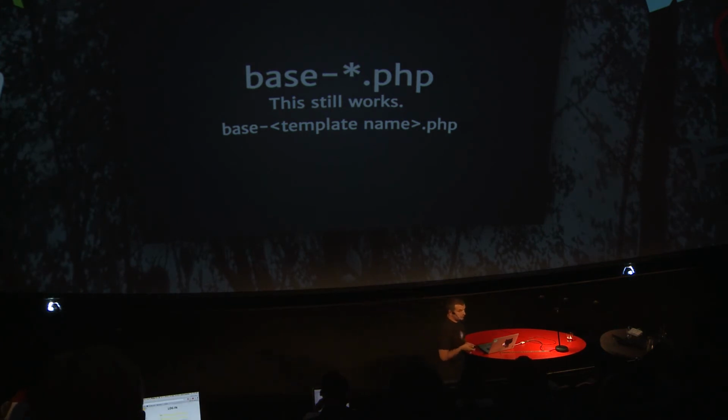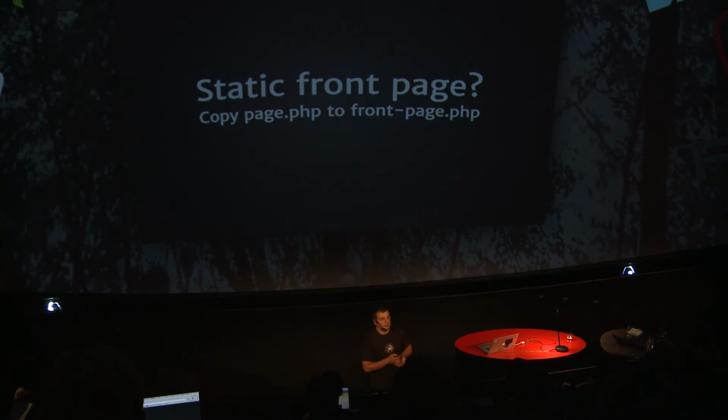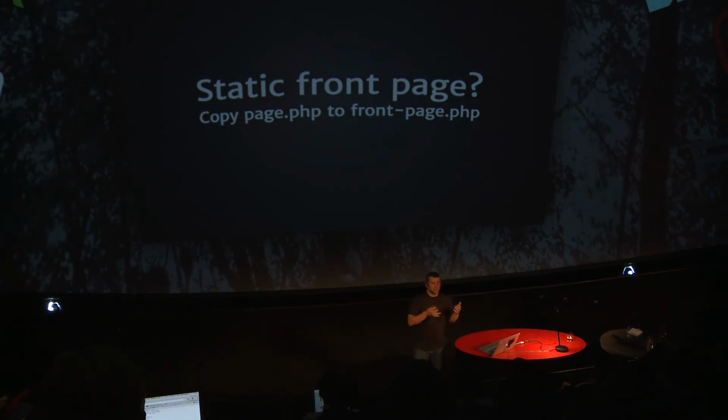Okay, so it respects the WordPress templates, and if you want to change it, like you want a base file for the front page, you can just add base-front-page.php, and Sage knows which file to call, so it changes and uses that file. If you want a static front page, you can just copy page.php, make it front-page.php, and use that one. Sage will know to load that file.